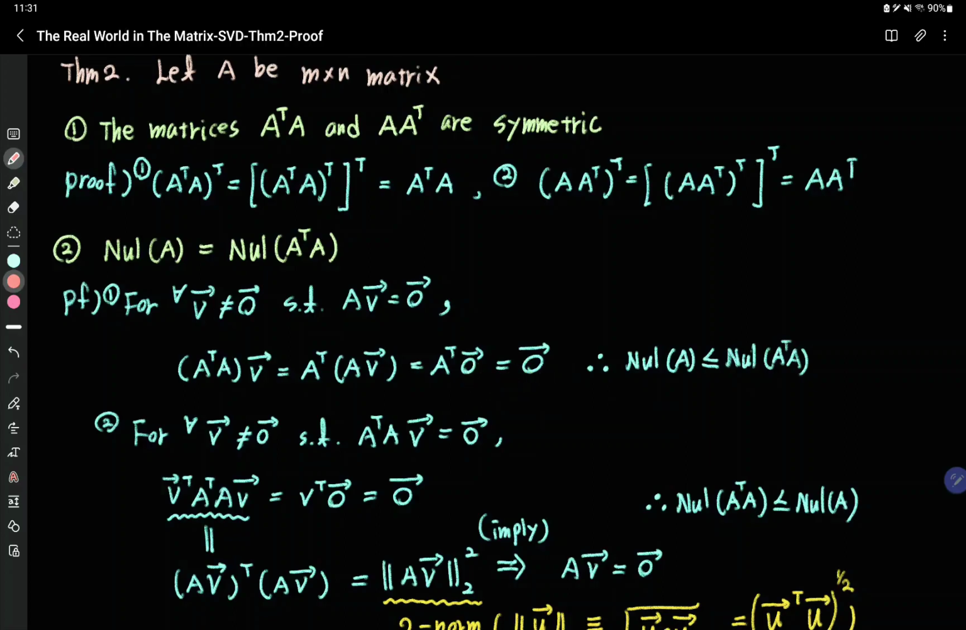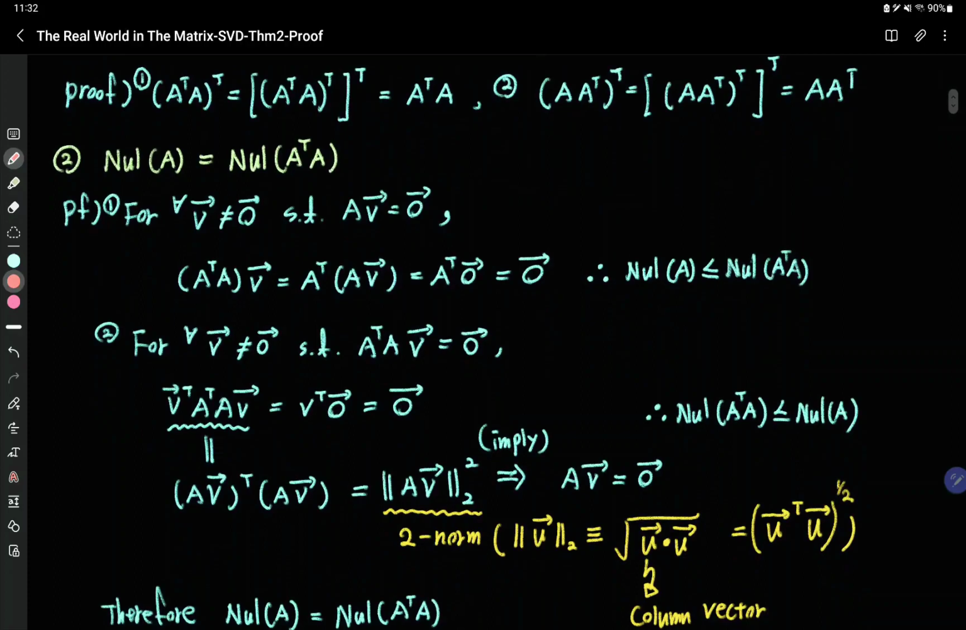Okay, so we pick an arbitrary solution vector of AX equals 0, which means we pick an arbitrary element of the null space of matrix A, and then that one is also an element of the null space of A transpose A. So it means that the nullity of A must be less than or equal to the nullity of A transpose A. In other words, the nullity of A transpose A must be greater than or equal to the nullity of A. That's what we have proved here.